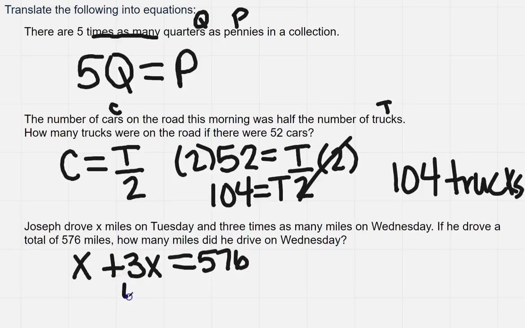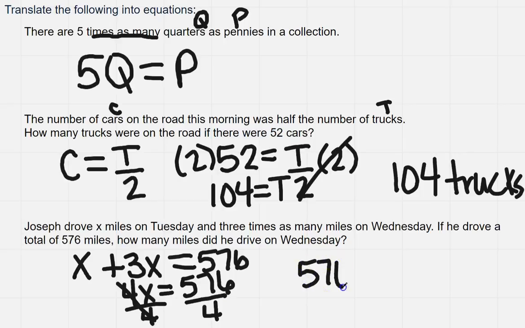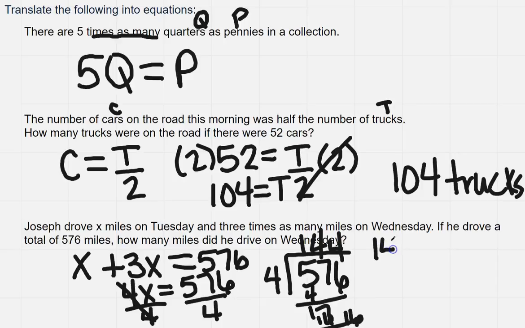So X plus 3X is 4X. And then the opposite of multiplication is division. Remember, anything over itself cancels. So I'm going to take 576 and I'm going to divide it by 4. So I'm going to get 1, it gives me 17, that's going to give me 4, and I've got a 1 and a 6, and that's going to give me 4. So he drove 144 miles.